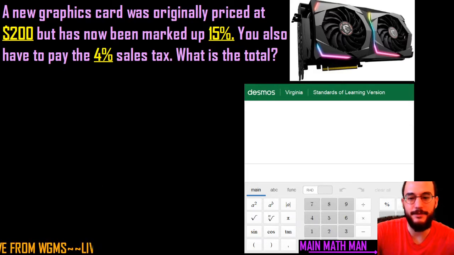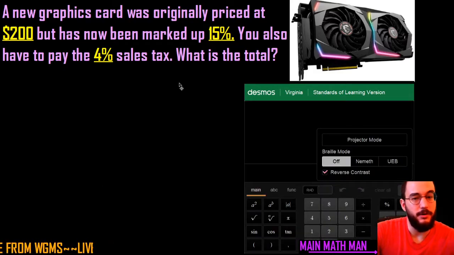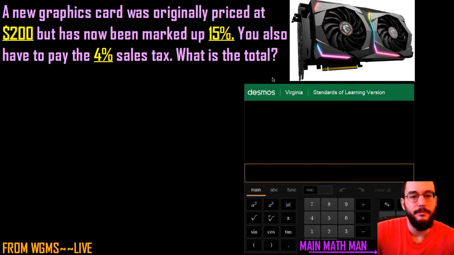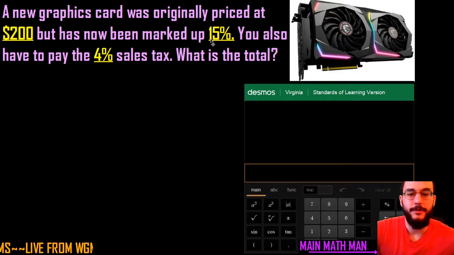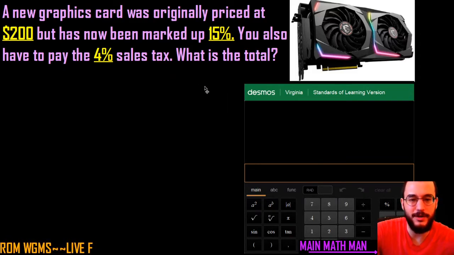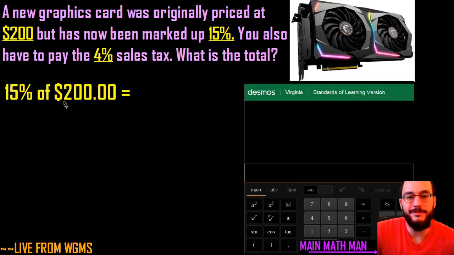Lastly, for this one, it says a new graphics card was originally priced at $200, but now has been marked up 15%. You also have to pay that 4% sales tax. It's a little bit expensive, but it's a good graphics card because you want to get those good specs. So now again, make sure you're setting it up like this. We need to first find what that price is going to be. So we're looking for the new price first.